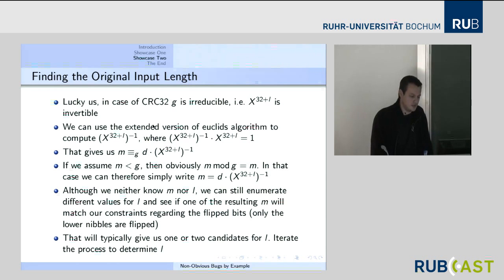In case of CRC 32, the generator is an irreducible polynomial. That means that we can invert any polynomial in this ring. I guess most of you should know. We can even efficiently compute the inverted polynomials using the Euclidean algorithm. So it's safe to write this equation here, where we just use the inverse polynomial here, of x to the power of 32 plus L.